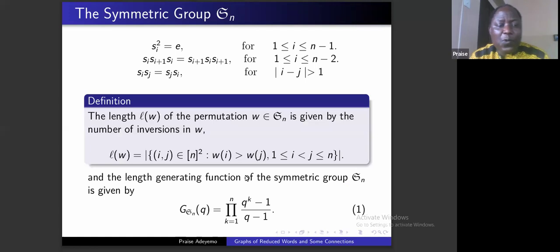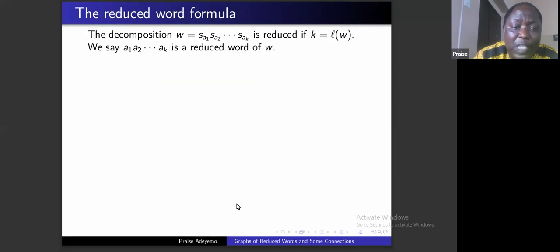Now, where do we go from here? Given any permutation, we can talk about the length of the permutation. The length has to do with the number of inversions in the permutation, and is given by this formula. The generating function for the length over the permutation group is given by this formula.